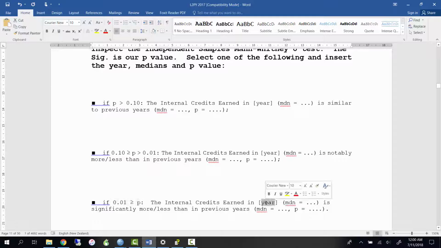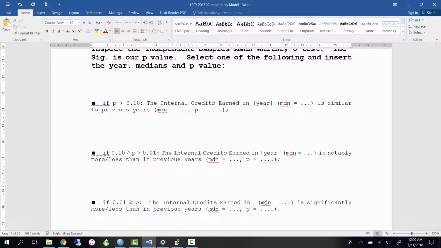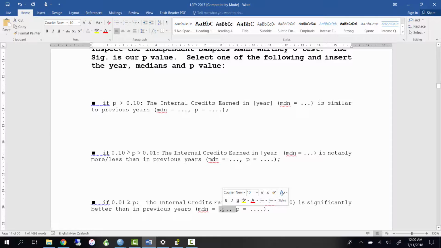So we would say, and this is quite a strange thing to say, I suppose, the internal credits earned in 2017, although our median, which is 7.0, that's the middle person, is significantly, I would say more, in this case, I would say better. I'll change that more to better, because the median is not more than in previous years. So I've got a 7.0 and the p-value of, now we don't write down 0 because it's not, but we just know it can't be registered on that scale, so we put less than 0.01.